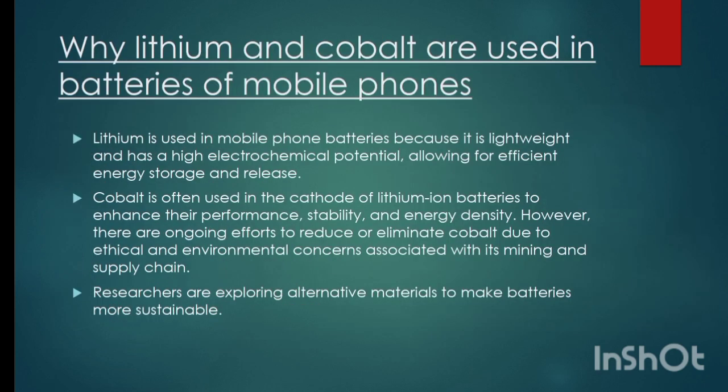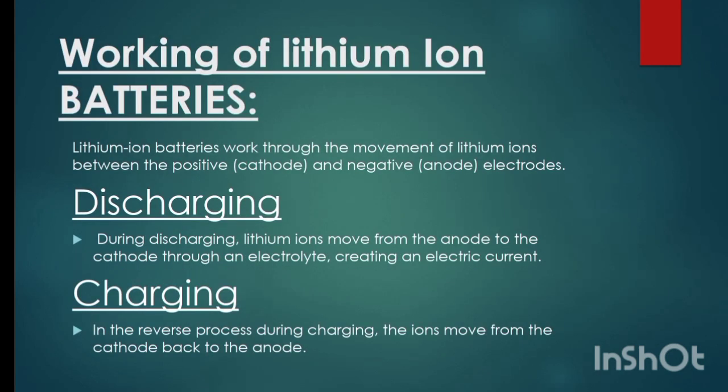Why are lithium and cobalt used in batteries of mobile phones? Lithium is used in mobile phone batteries because it is lightweight and has a high electrochemical potential, allowing for efficient energy storage and release. Cobalt is often used in the cathode of lithium ion batteries to enhance their performance, stability, and energy density. However, there are ongoing efforts to reduce or eliminate cobalt due to ethical and environmental concerns associated with its mining and supply.